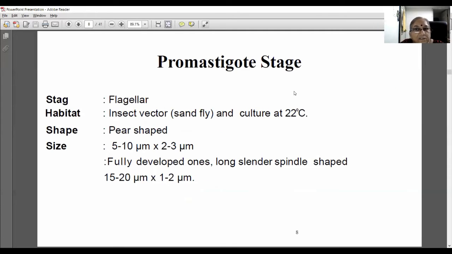The promastigote stage is a flagellar stage. The habitat is the vector. In Leishmania, it is the sandfly. It is pear-shaped, 5 to 10 micrometers in length by 2 to 3 micrometers in width, and the fully developed ones are long, slender, spindle-shaped, 15 to 20 micrometers by 1 to 2 micrometers.